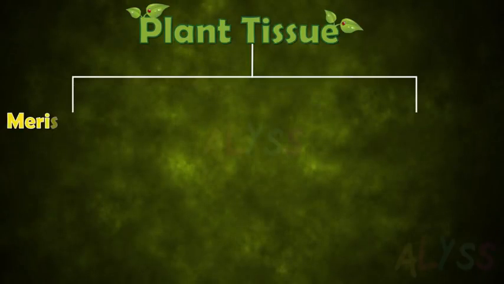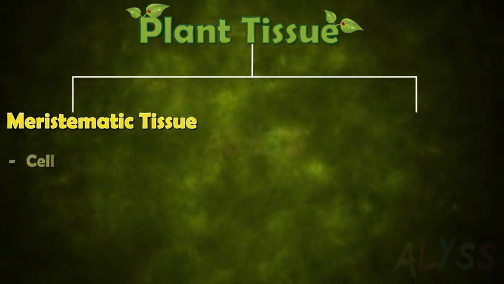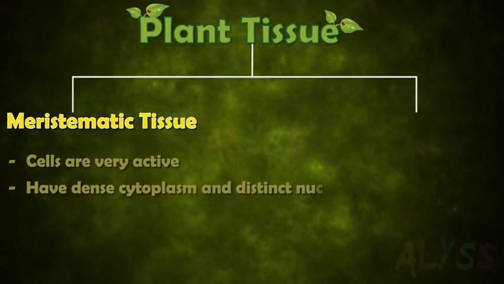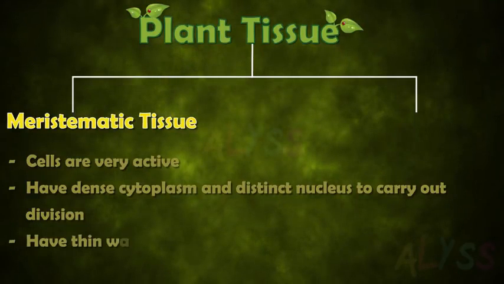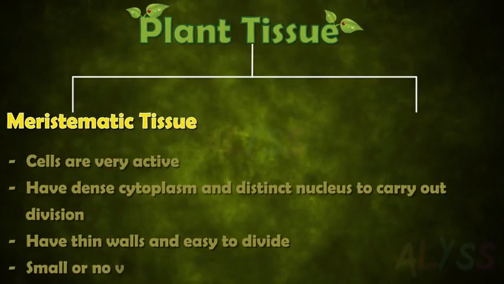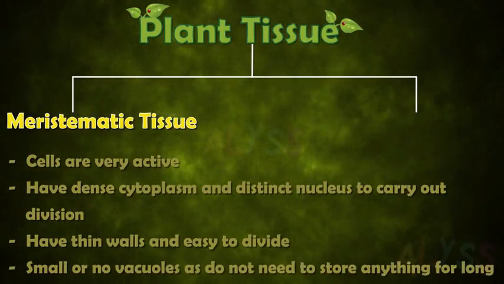First one is meristematic tissue, which has dividing cells. The cells are very active, have dense cytoplasm and a distinct nucleus to carry out division. They have thin walls and are easy to divide. They have small or no vacuoles, as they do not need to store anything for long.